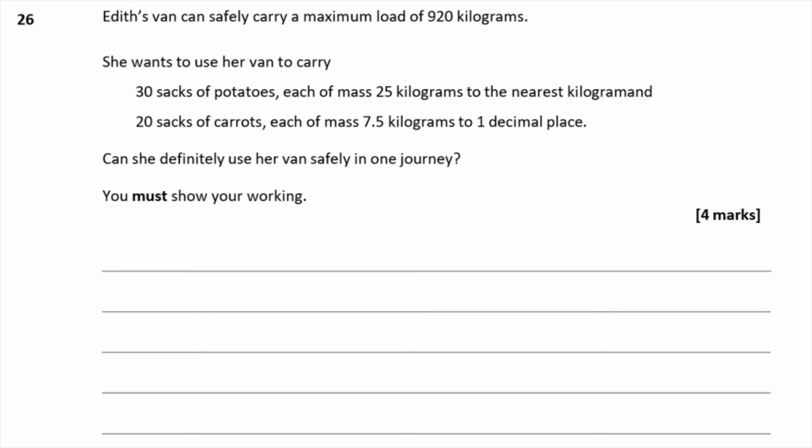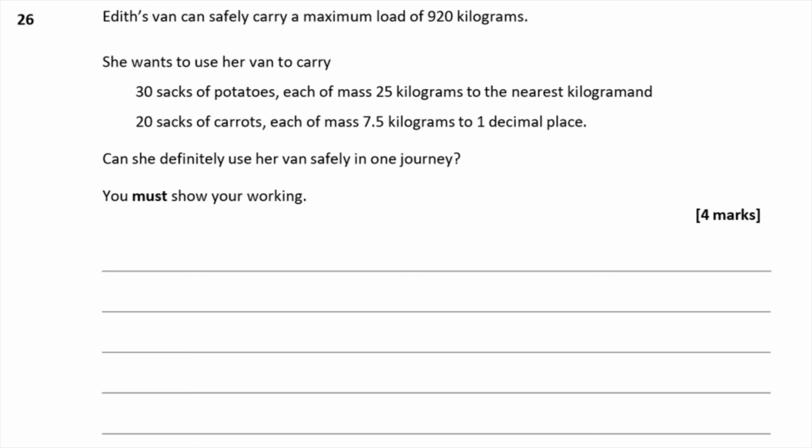Question 26, Edith's van can safely carry a maximum load of 920 kilograms. She wants to use a van to carry 30 sacks of potatoes, each of mass 25 kilograms to the nearest kilogram, and 20 sacks of carrots, each of mass 7.5 kilograms to the nearest decimal place. Can she definitely use her van safely in one journey? You must show your working.